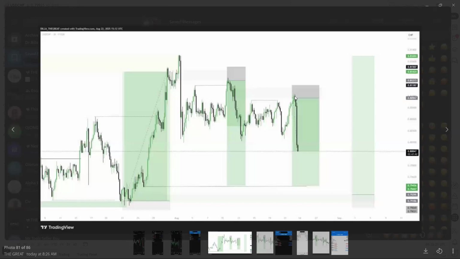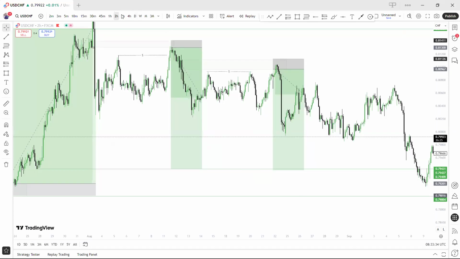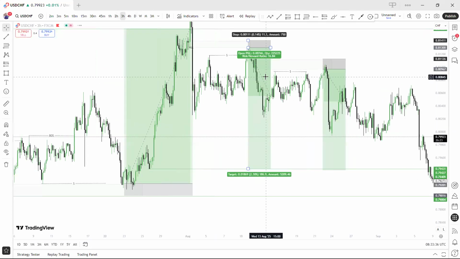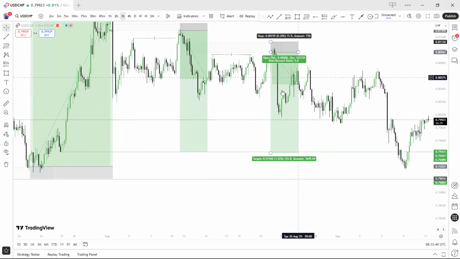3 hours time frame for the point of interest, and that was how we started dropping to this zone back. I think it was 3 hour time frame, yeah, it was 3 hour time frame. And that was how I got this entry.